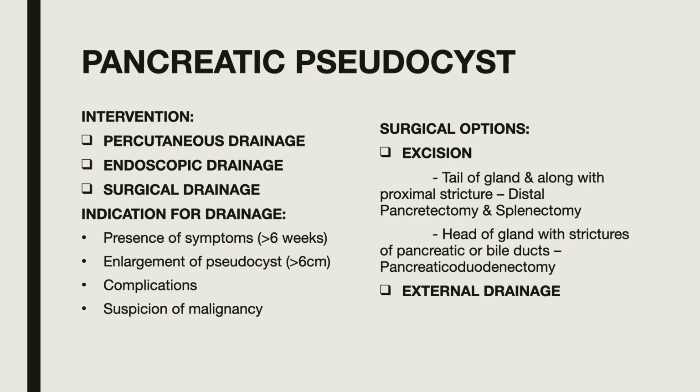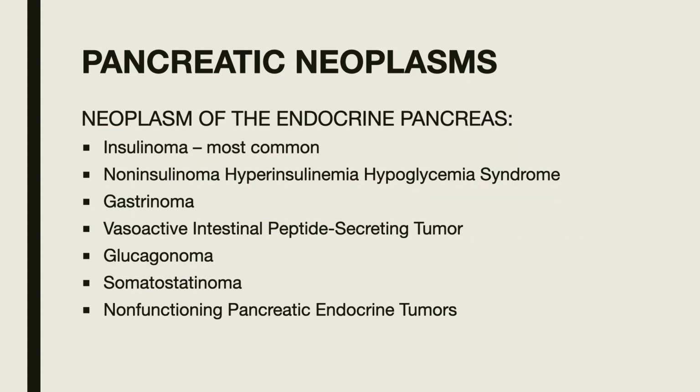While if the pancreatic pseudocyst is located in the head of the pancreas with strictures of pancreatic or bile ducts, then pancreatic duodenectomy should be done. And another option would be external drainage. Now we move on to pancreatic tumors.